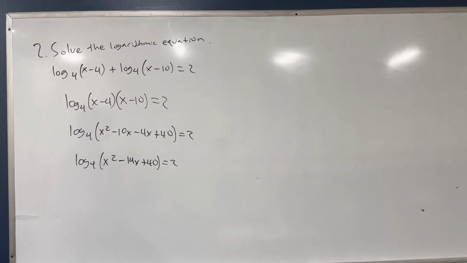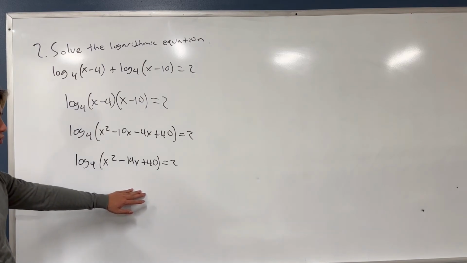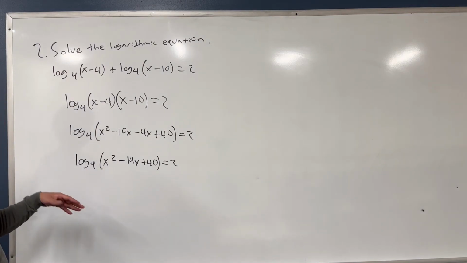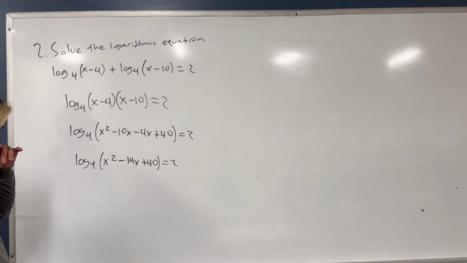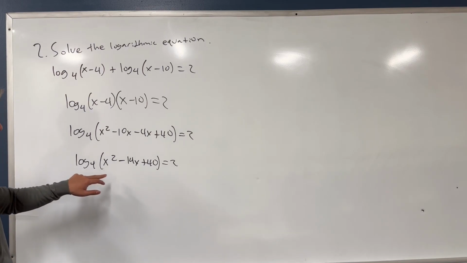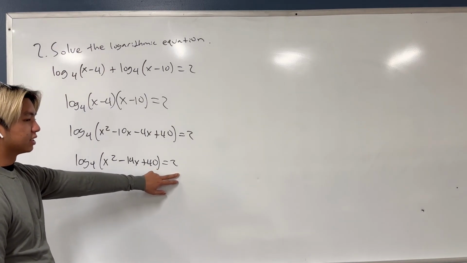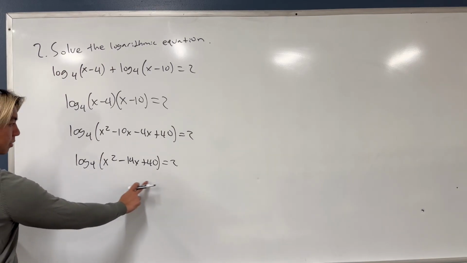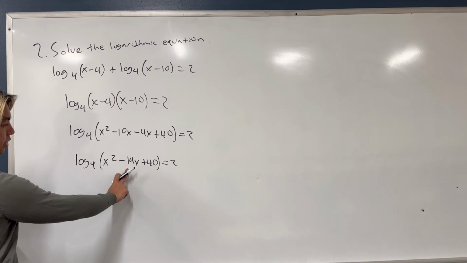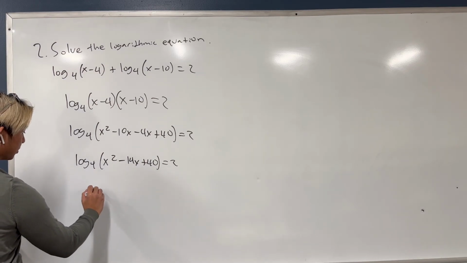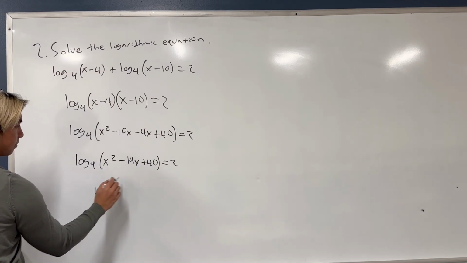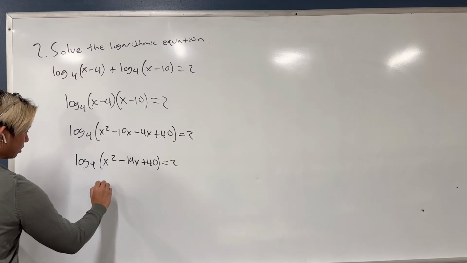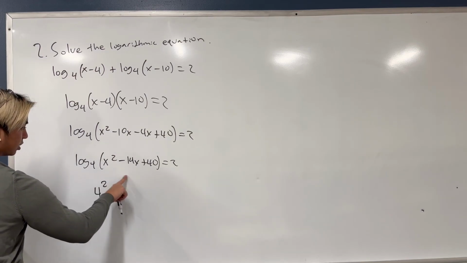So now, what's the next step here? Now I want to get rid of this log. But how do we do that? If you remember exponential form, I'm going to take the base and put whatever's on the right side as our exponent. So here it's base 4, exponent 2, equal to x squared minus 14x plus 40. So this becomes base 4, with our right side as the exponent, equal to this whole thing.